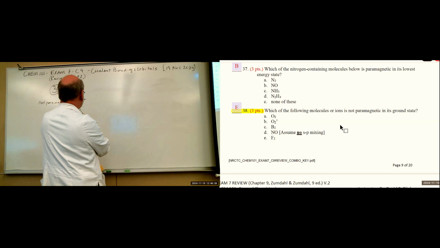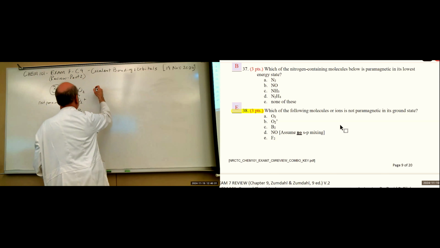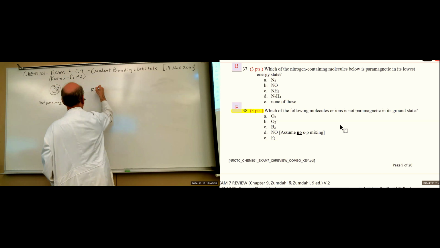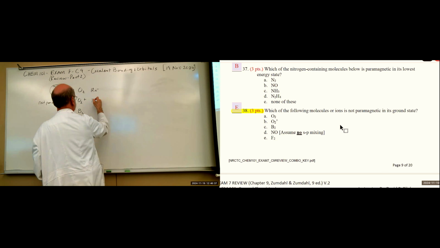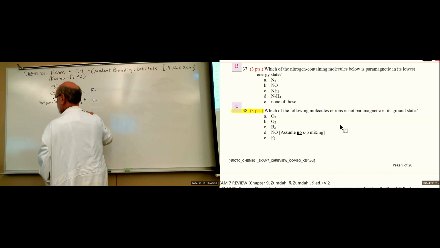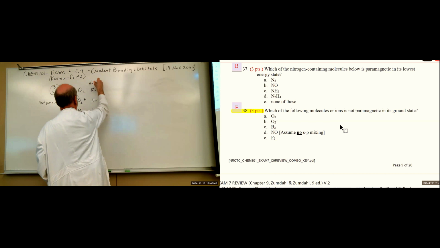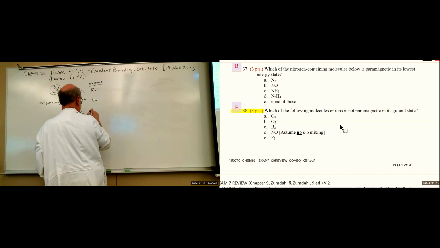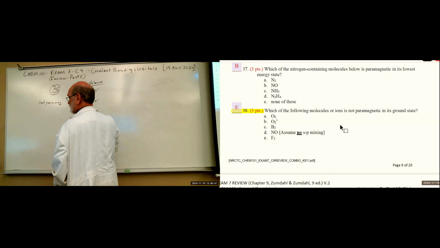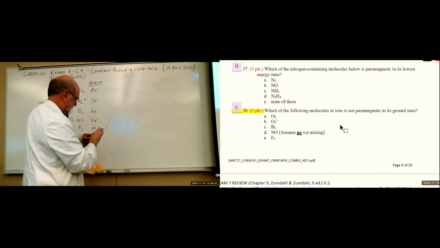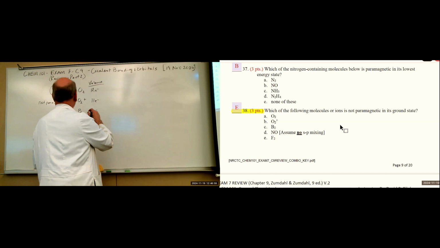Okay. So let's go back and do the electron counts. 12 electrons. Let's do that first. 11 electrons. 2 borons is 6 electrons. These are valence. NO would be 5 and 6 is 11. And fluorine's 14. There we go. Okay, now we can put it together.